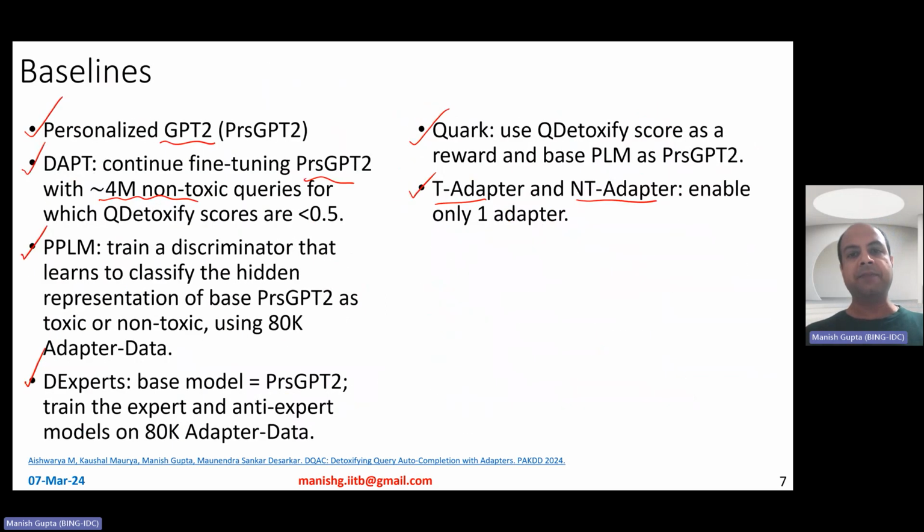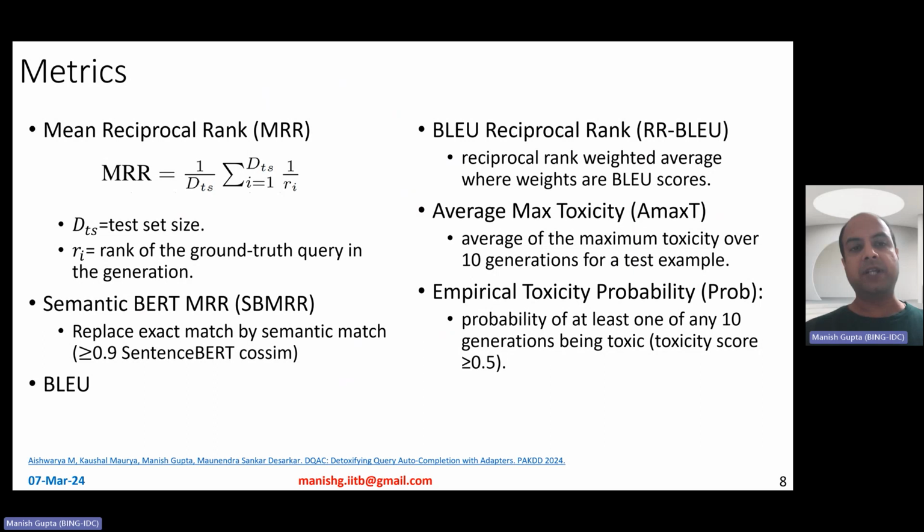Right? So that's that. So we measure our performance in terms of standard metrics for retrieval as well as in terms of toxicity. So to ensure that we generate completions as close to the actual human completions, we measure it using the standard MRR metric, the mean reciprocal rank, and also semantic BERT MRR. So MRR basically just cares for the text-based, the syntactic match, while semantic match-based MRR actually cares for whether the intent is preserved or not, using semantic BERT embeddings. Of course, we also use Blue and Blue RR, which basically are standard measures for figuring out generation quality as such.